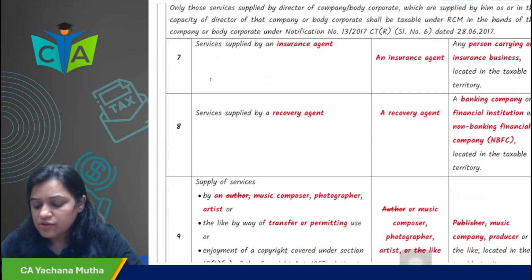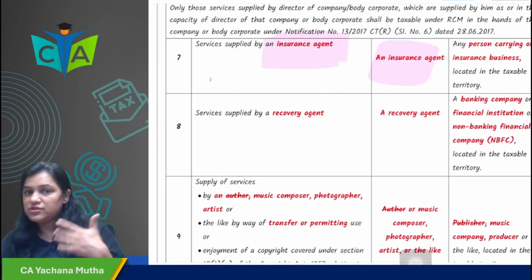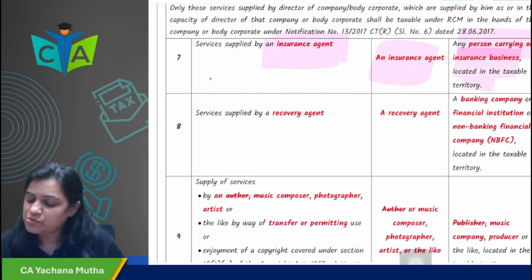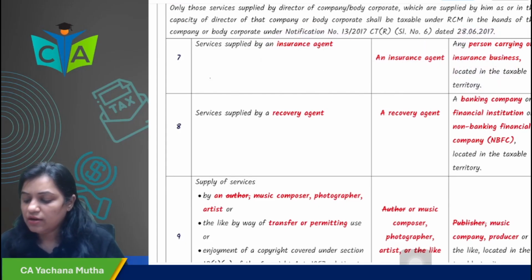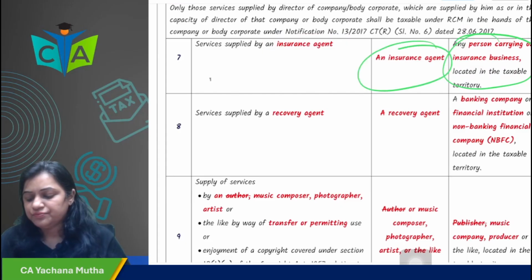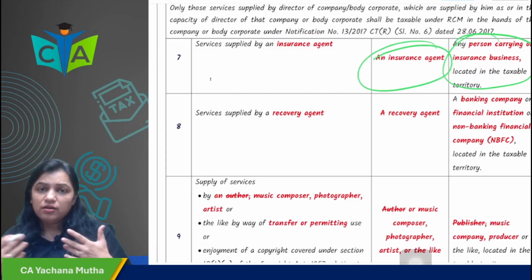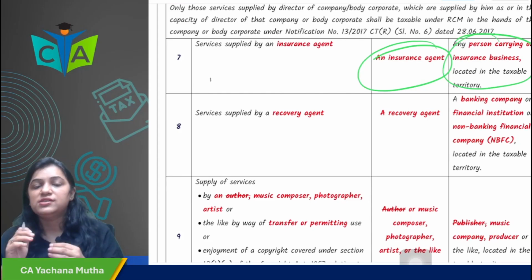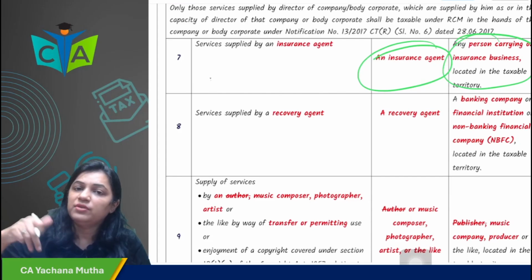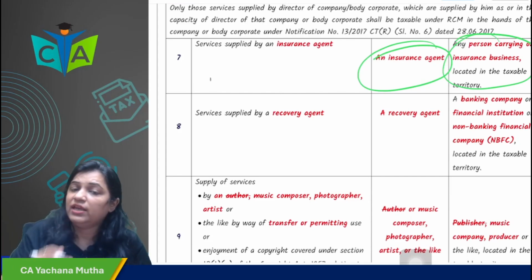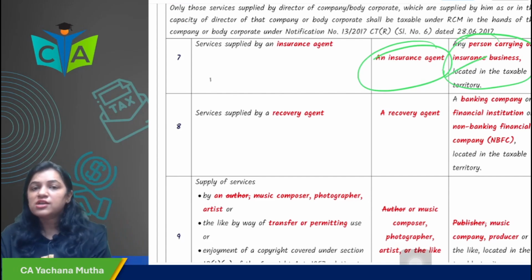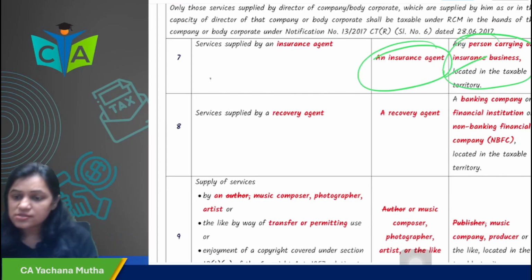Now next, service by an insurance agent. Who is the supplier of service? Insurance agent. To whom is he supplying the services? A person carrying on insurance business located in the taxable territory. So who will pay the tax? The insurance company. There are thousands and lakhs of insurance agents providing services to insurance companies. So the government has put the responsibility on insurance companies to pay tax, because it is very difficult to locate so many agents. So the insurance company will discharge GST in this case.